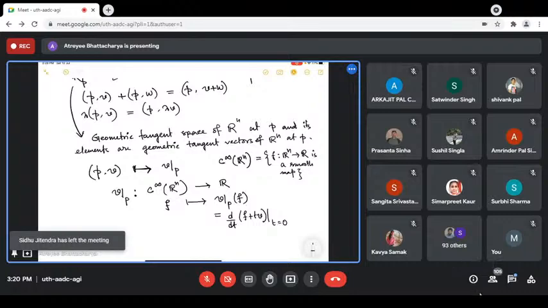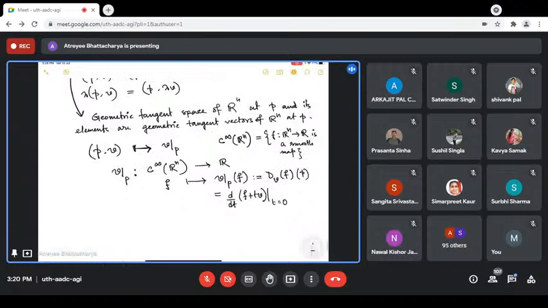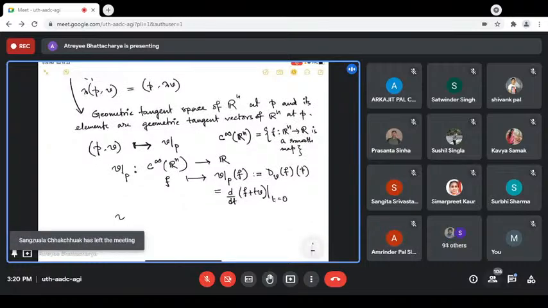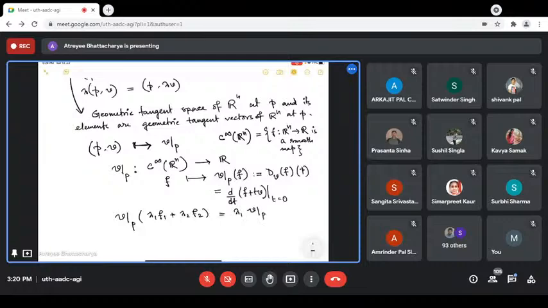The directional derivative of f. Now look, define linear. If I take lambda 1, lambda 2, then the linear combination is split into the corresponding directional derivatives and their linear combination. This is certainly linear. It can be called a linear map or linear functional defined on the vector space C infinity of Rn.